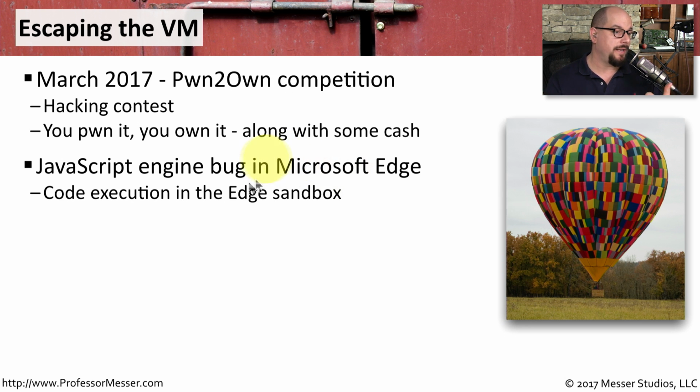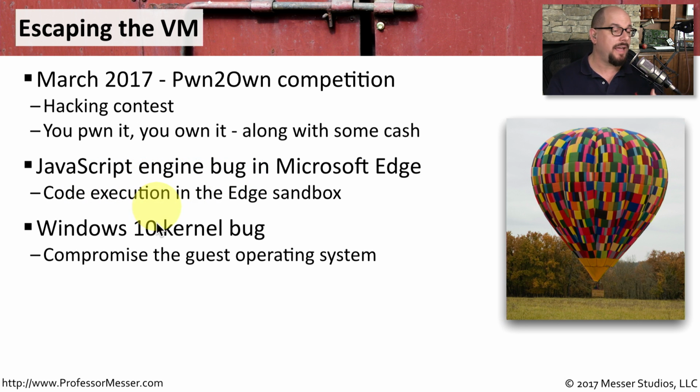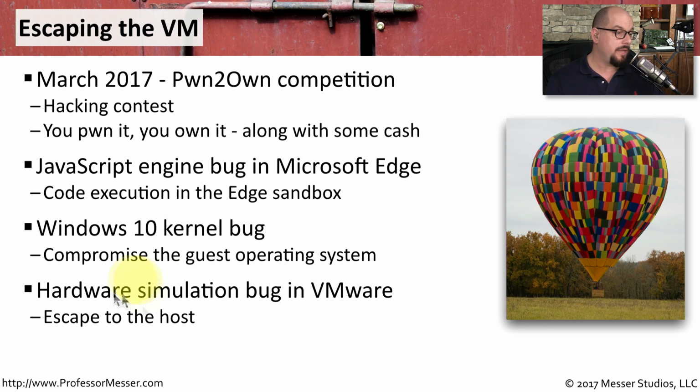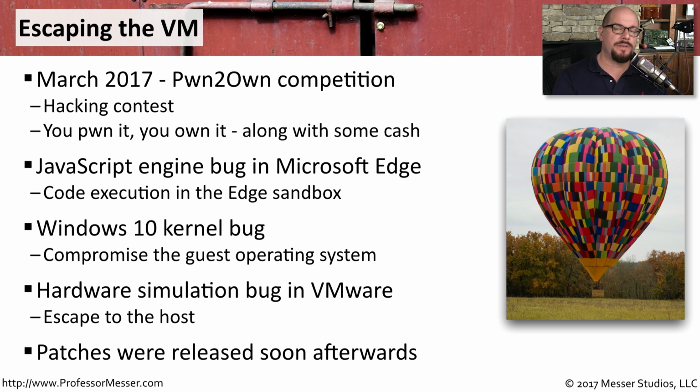First, the bad guys started in the browser. They found a JavaScript engine bug in Microsoft Edge that allowed them to perform code execution in the Edge sandbox. That then gave them access to the Windows 10 kernel, and they took advantage of a bug in the Windows 10 kernel to compromise that guest operating system. From there, they used a hardware simulation bug in the VMware hypervisor to then escape to the host. After this competition was over, all of these vulnerabilities were patched so that no one could use these exact same exploits to escape the virtual machine.